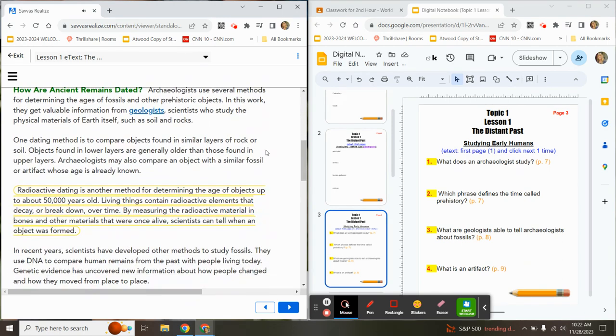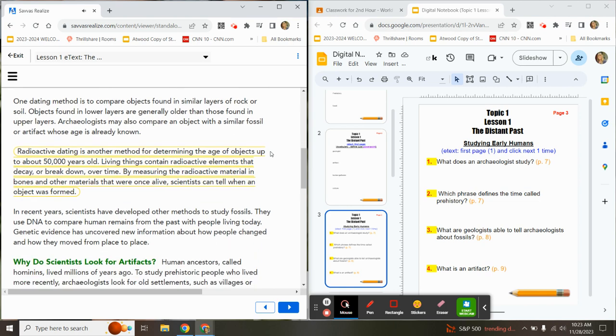How are ancient remains dated? Archaeologists use several methods for determining the ages of fossils and other prehistoric objects. In this work, they get valuable information from geologists, scientists who study the physical materials of Earth itself, such as soil and rocks. One dating method is to compare objects found in similar layers of rock or soil. Objects found in lower layers are generally older than those found in upper layers. Archaeologists may also compare an object with a similar fossil or artifact whose age is already known.